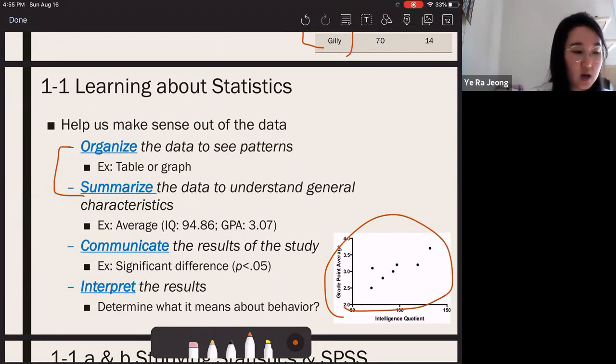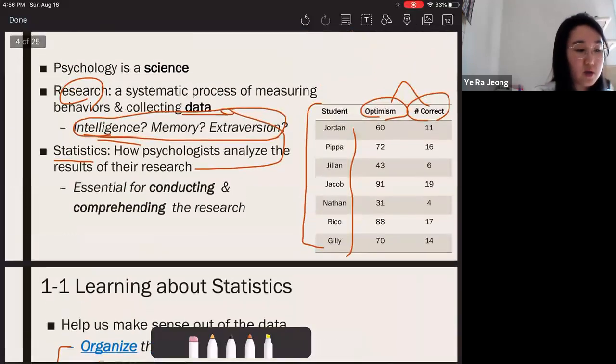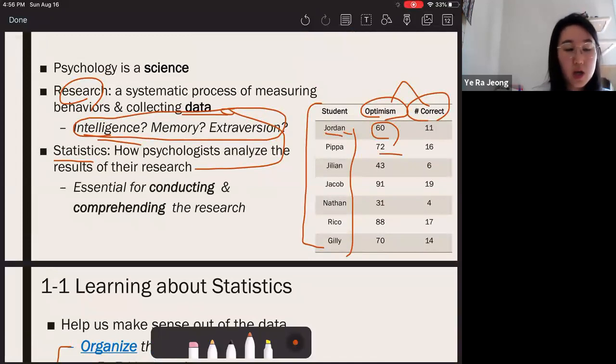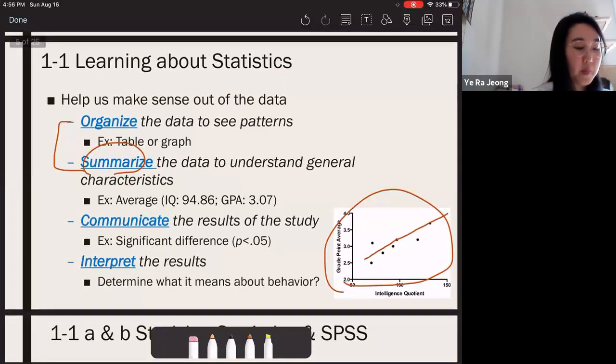So you see here that the higher the IQ, the higher the GPA, and that's easier to see when we have organized the data in a graphical form. Or you can also summarize the data to understand general characteristics. So here, instead of knowing that Jordan scored 60, Pippa scored 72, and so on in their optimism score, maybe it helps me to know, on average, how optimistic were the students? So that's one way to summarize the data.